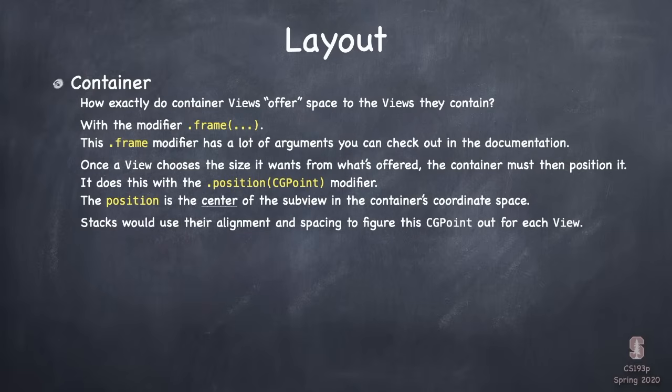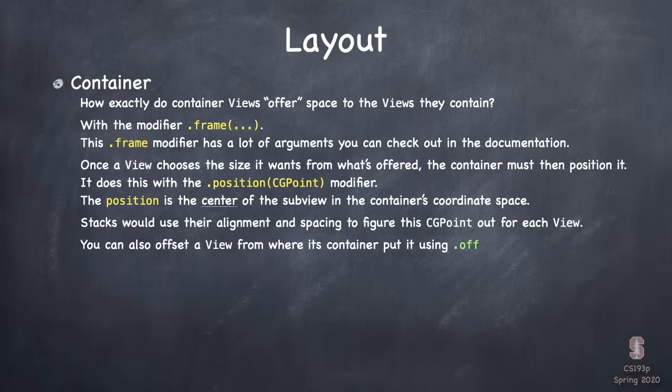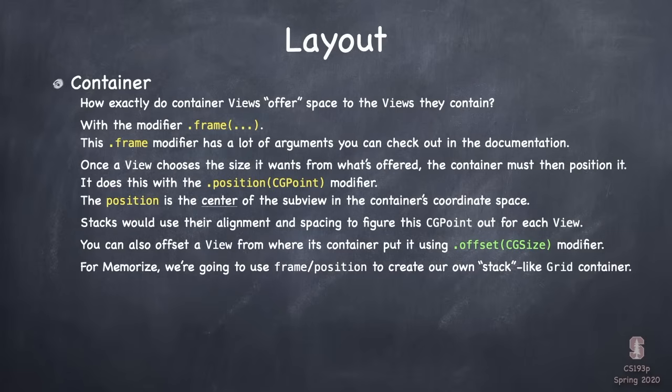Pretty straightforward. Stacks, for example, would use their alignment information and the spacing and all that to figure out where their views should go, and it would set this CGPoint, which is the center of the view, for each of the views. By the way, there's a cool little modifier called offset, which will offset the view from wherever a container put it. So you can let the container do its job, put the thing somewhere, and then you can still offset it a little bit. The container could do this, but also someone else could do it. The view could do it to itself: I want to be offset by a little bit. So offset is kind of a fun little one. We don't use offset that much, but I just want to let you know it's there.